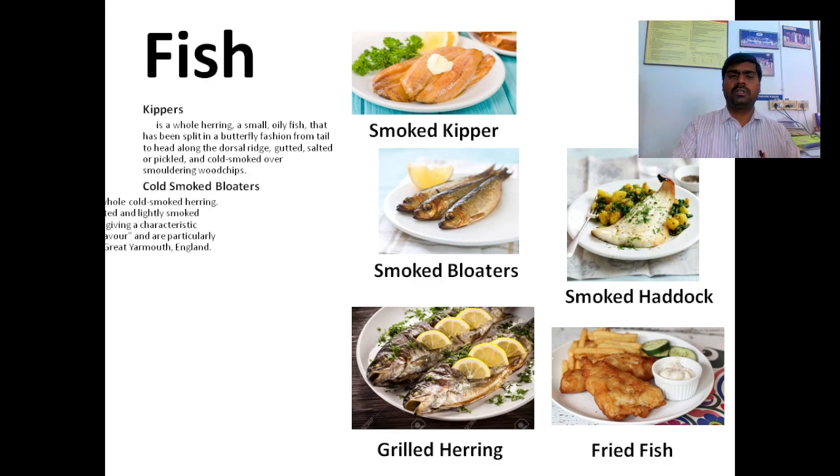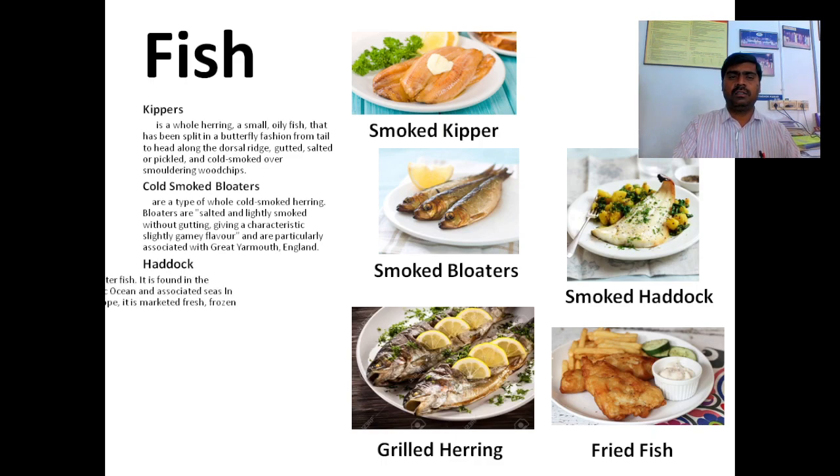Cold smoked bloaters are a type of whole cold smoked herring. Bloaters are salted and lightly smoked without gutting, giving a characteristic slightly gamey flavor and are particularly associated with Great Yarmouth, England. Haddock. Haddock is a saltwater fish. It is found in the North Atlantic Ocean and associated seas in northern Europe. It is marketed fresh, frozen and smoked.